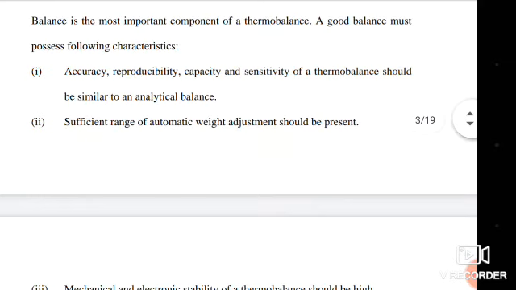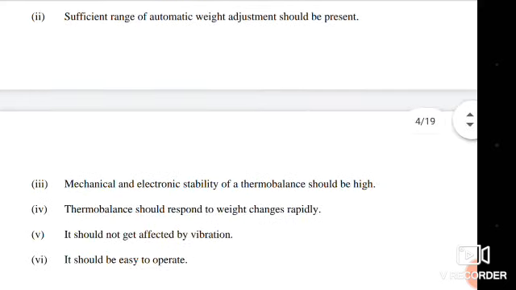Then the second characteristic is that a sufficient range of automatic weight adjustment should be present. म्हणजे सफिशियंट रेंज असली पाहिजे. ॲटोमॅटिक ॲडजस्टमेंट म्हणजे कुठल्याही प्रकारचं वेट आपल्याला ॲडजस्ट करता आलं पाहिजे. देन मेकॅनिकल आणि इलेक्ट्रॉनिक स्टॅबिलिटी ऑफ थर्मोबॅलन्स शुड बी हाय. मेकॅनिकल आणि इलेक्ट्रॉनिक स्टॅबिलिटी असली पाहिजे, स्थिरता असली पाहिजे.